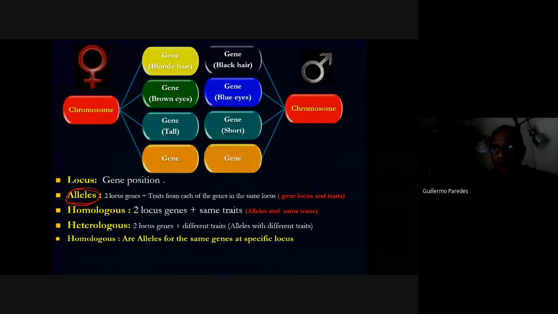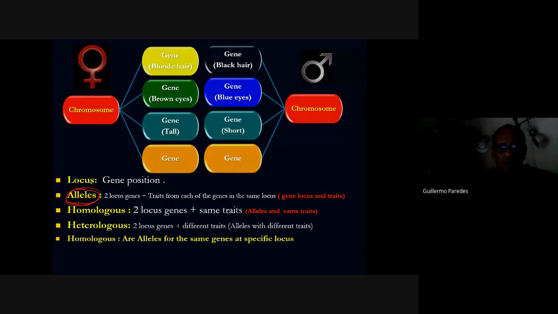Alleles. Alleles are going to be two locus. When we have two locus, we call them alleles. When you compare the locus of the mother for the hair department and the locus of the father for the hair department, they are going to combine. The combination is going to be, as a result, you or me.